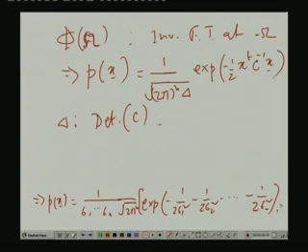So, we stop here today. In the next class, we talk about stochastic convergence and we go towards the central limit theorem. Okay. Thank you very much.